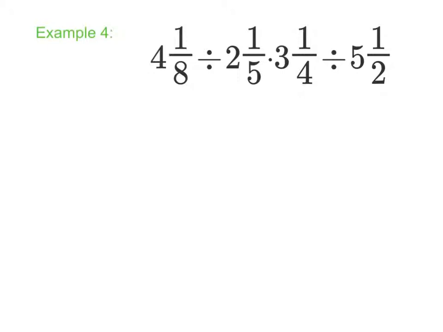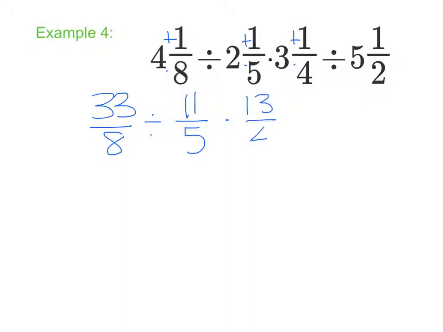On the first fraction, we'll multiply 8 times 4 and get 32, plus the 1 gives us 33 over 8. Second fraction, 5 times 2 is 10, plus the 1 is 11. We put that over 5. Third fraction, 4 times 3 is 12, plus the 1 is 13. We put that over 4. In the fourth fraction, we have 2 times 5, which is 10, plus 1 is 11, and we put that over 2.